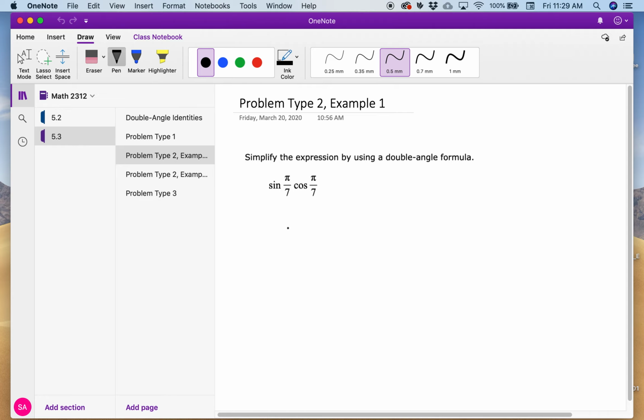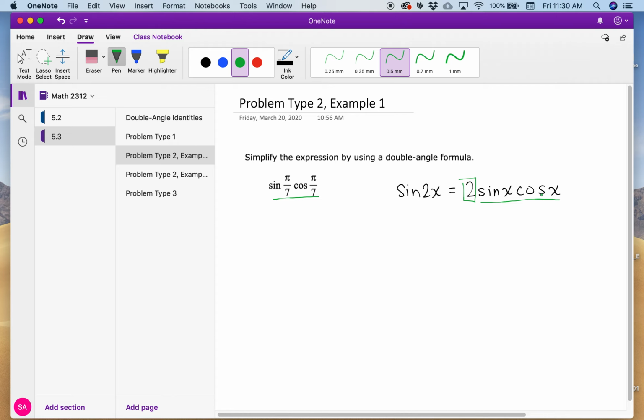So when I see this, it reminds me of the double angle formula for sine, right? So sine of 2x, or 2 theta, however you want to write it, it doesn't matter, is equal to 2 sine x cosine x. Okay, so this almost looks like it. What's the problem though? We have sine pi over 7, cosine pi over 7. We have the sine and cosine right here. We have this extra 2.